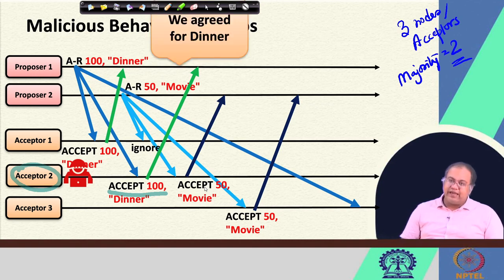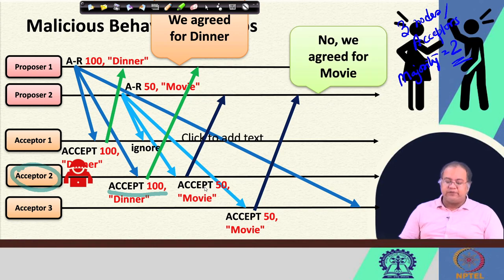Now at this stage proposer 1 believes that they agreed on the dinner, and proposer 2 believes that they agreed on the movie. This is something dangerous, because here 2 different proposers have agreed on 2 different things. When that happens, you cannot say that they are still in a safe consensus. So, the safety property gets violated.